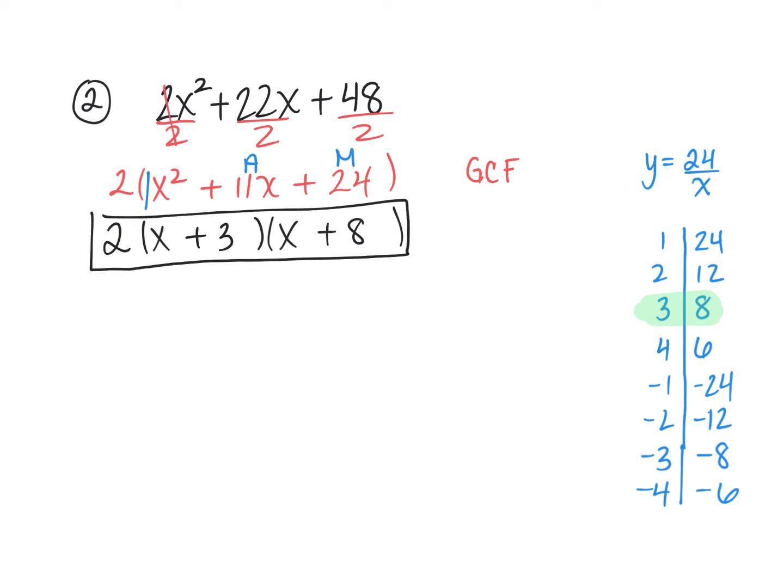So the methods that we used here were GCF and then add, multiply. All right, let's do another example. We'll call this example number 3. So we've got 5x squared plus 12x plus 7.